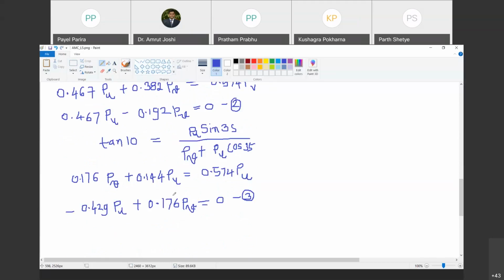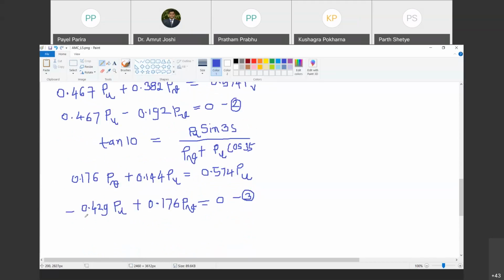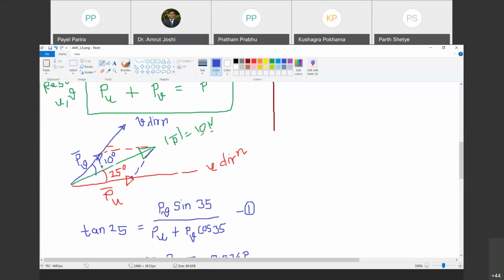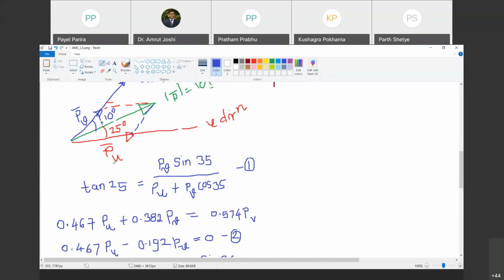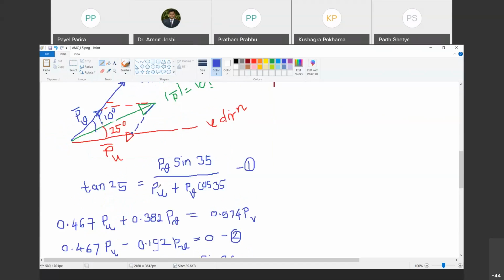Hello? Yes, sir. How much is the answer that you get? It will not be able to solve because we have written down both by angles. देखो और एक इक्वेशन सेटिस्फाई होना है कि नहीं चाहिए मुझे. Just tell me what is the magnitude of this resultant, 10 Newton. So PV square plus PU square plus 2 PU PV cos of 35. This should be equal to 100. Do you agree with me?